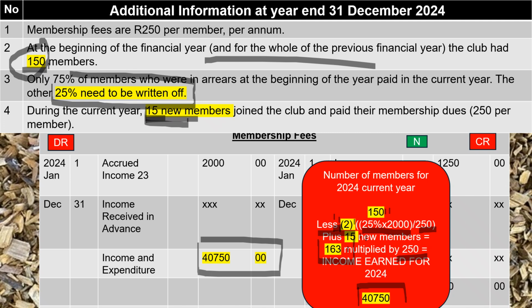40,750. So now we've done the accrued income, we've done the income received in advance, and we've seen how many members we've got for the current year and what the income should be for membership fees, what we've earned for the current year.